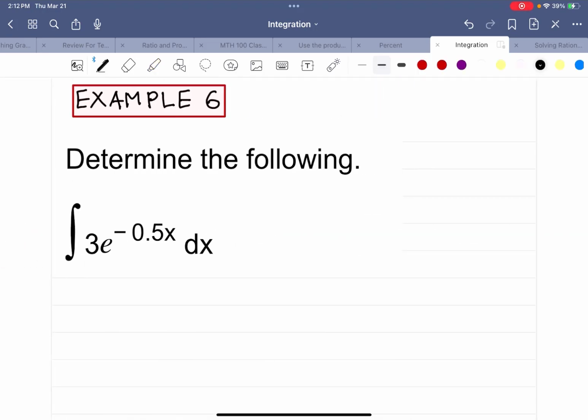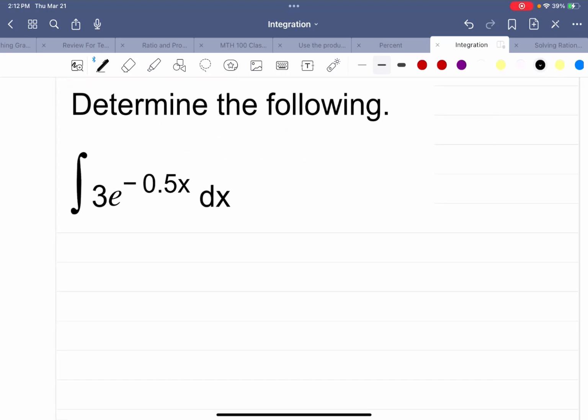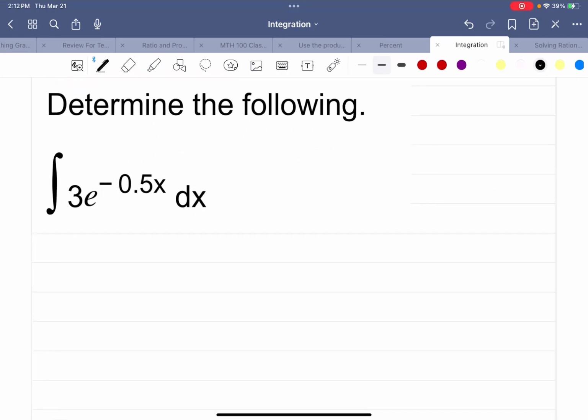So, example 6, determine the following. The integral of 3e to the negative 0.5x dx. So I'm going to write this. First of all, let's just pull that 3 out. 3 times the integral of e to the negative 0.5x dx. And of course, you don't have to do that. It just makes it a little cleaner.